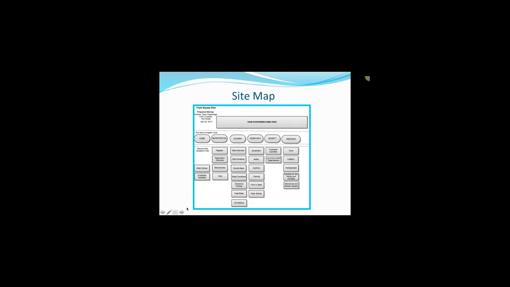From there, we created a sitemap of our own, with a navigation menu similar to the other ones: the home, registration, course, rider info, benefit, and weekend information. We have the pertinent information under each of these tabs, and this helped us develop our wireframe that I'll show you in just a moment.